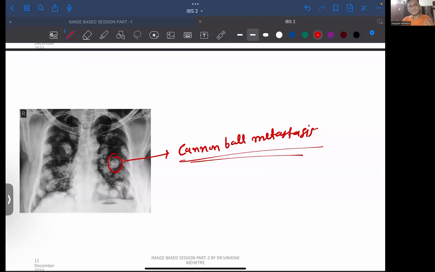So cannonball metastasis happens in which? Yes, most of you marked correct. Renal cell carcinoma, ovarian carcinoma. In males, what happens? Prostate, right.